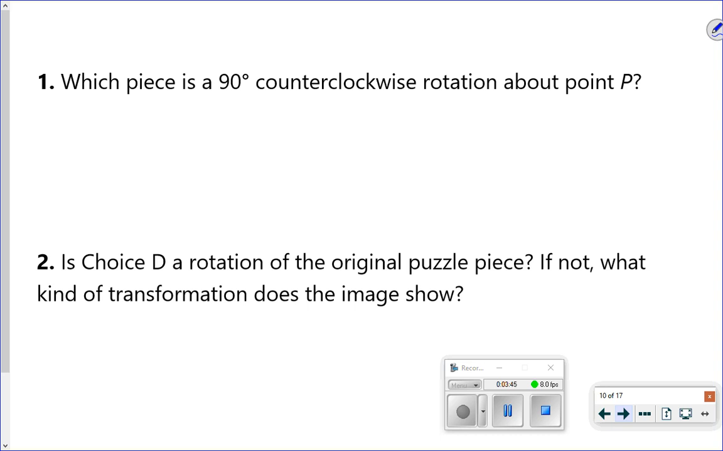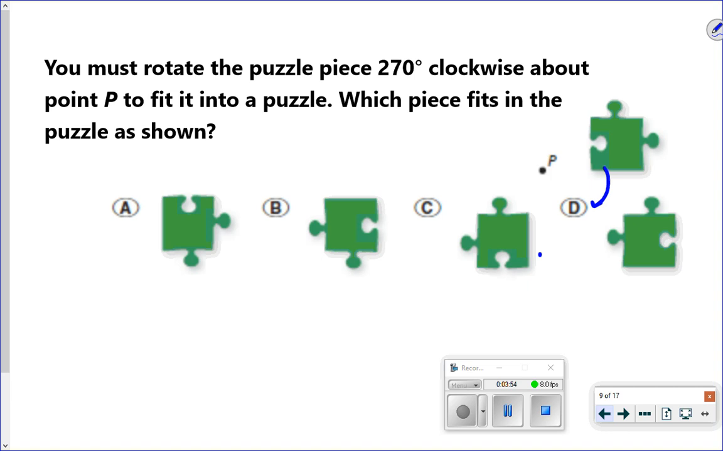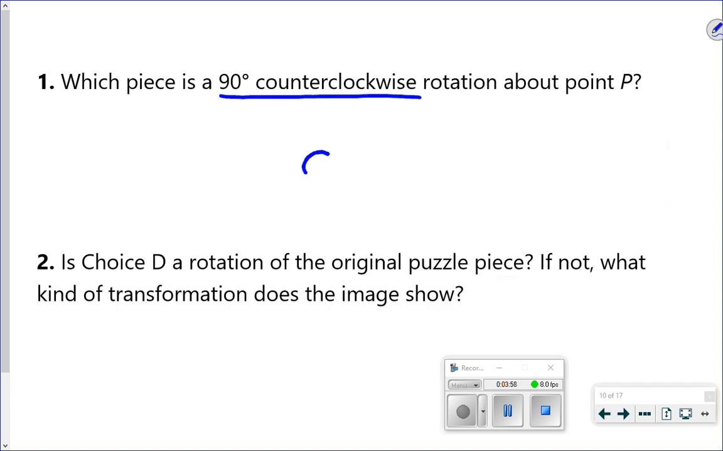Now, I'm looking at this and I'm realizing I misread it. This one says 90 degrees counterclockwise, and that's actually the same as what we did before, which was piece C. So it's still going to be C: counterclockwise 90 degrees and clockwise 270 degrees are the same thing. And then for 2, is choice D a rotation of the original puzzle piece?